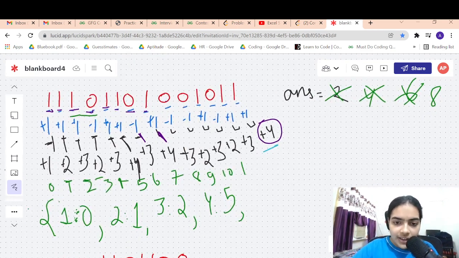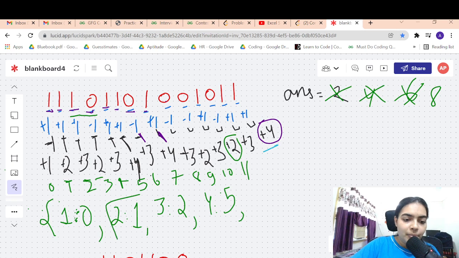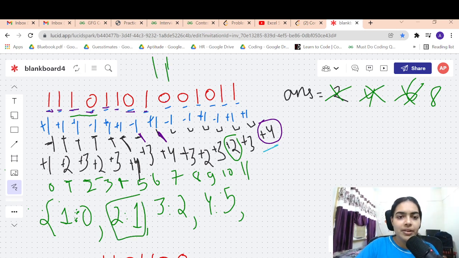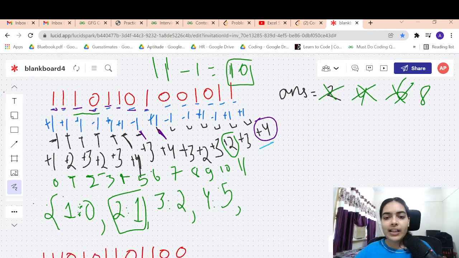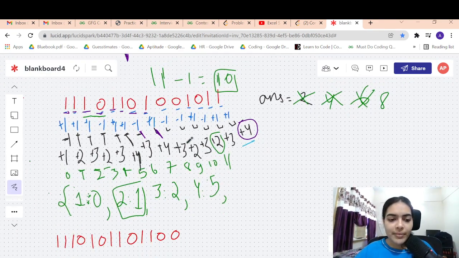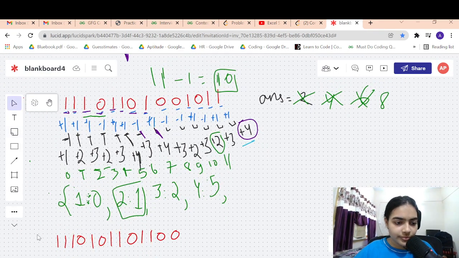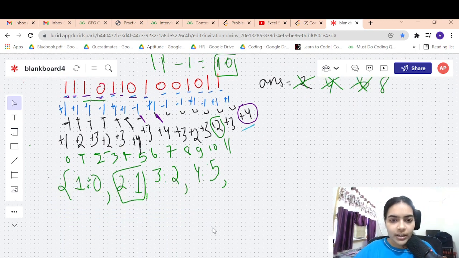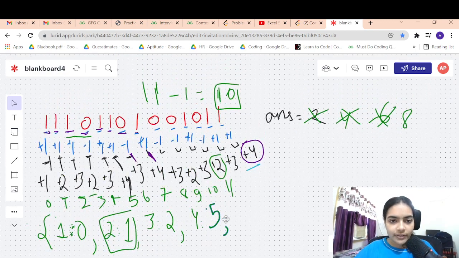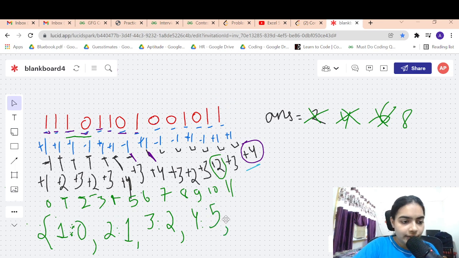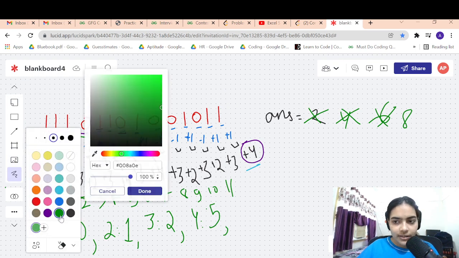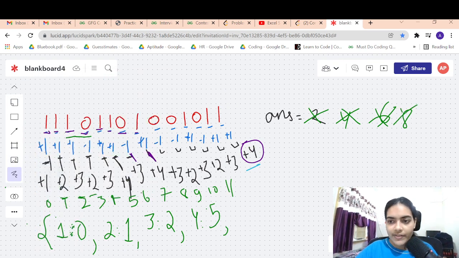At the 11th index again I have a plus 2. In the map I have a plus 2 at the first index. So 11 minus 1 is equal to 10. 10 is a better answer. So I will change my answer, and my answer will become equal to 10. The best case answer that I have is 10.